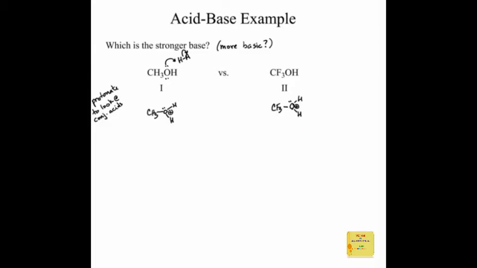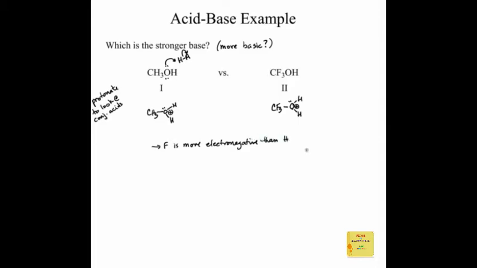Okay, so let's draw our conjugate acids and let's look for a difference in their stability, just like we did for the cases of deciding who's a stronger acid. So what's the difference between these two? Well, once again, we see that we have fluorine versus hydrogen. So let's make the note. Let's start by stating the facts. Fluorine is more electronegative than hydrogen.